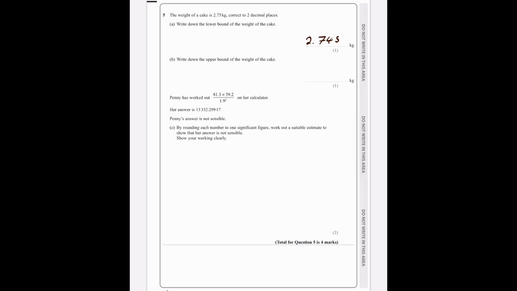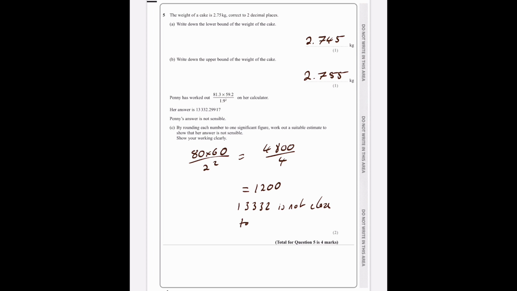Lower bound is 2.745, upper bound is 2.755. If we do a little bit of rounding, we'll round to one significant figure in all the cases, so 80 times 60 over 2 squared, or if you prefer 8,400 over 4 is 1,200, which is not close to 13,332, etc., etc. So there must be a mistake somewhere. This is not a sensible answer.